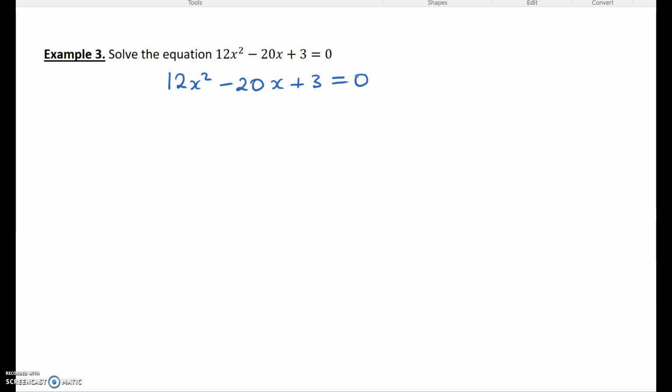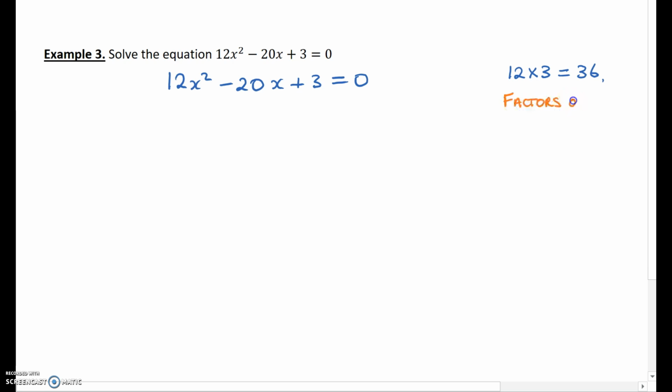So we start off by multiplying the 12 times 3, and that gives us 36. That's the first thing we do. We multiply the first bit and the last bit. Now we look for the factors of 36. The factors of 36 are going to be 1 times 36, 2 times 18, 3 times 12, 4 times 9, and 6 times 6.